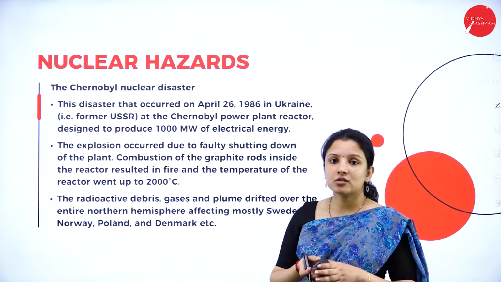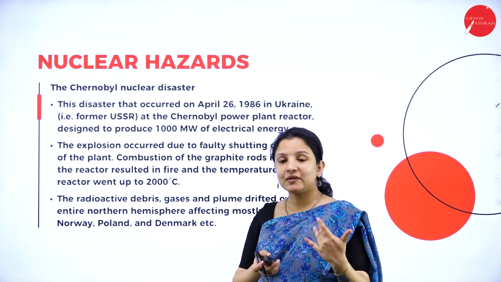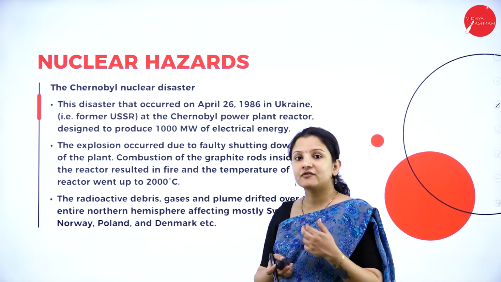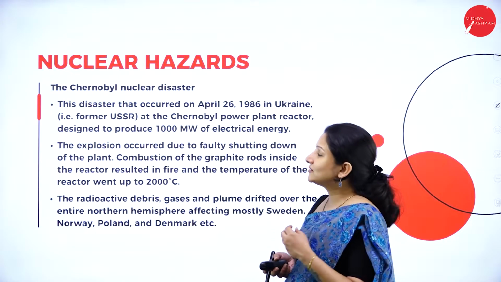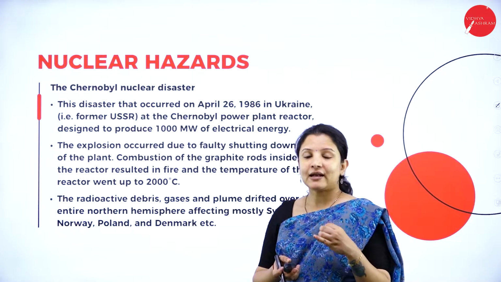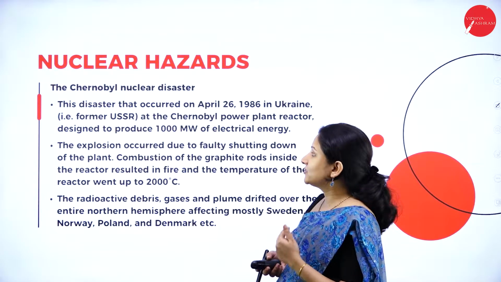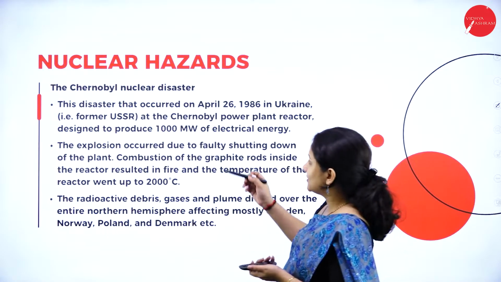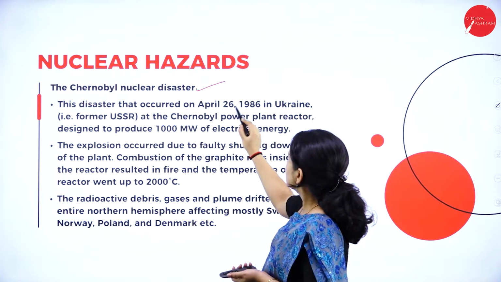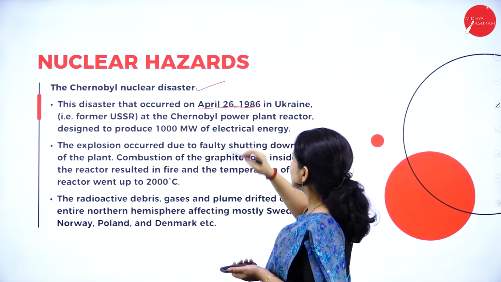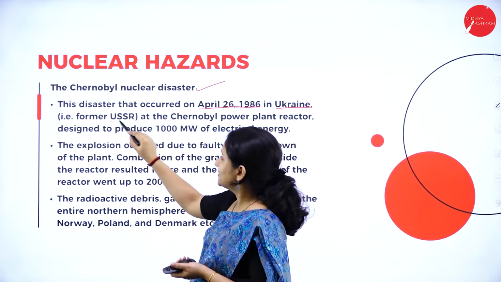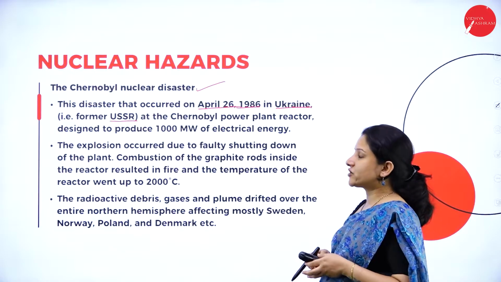Next, talking about the disaster. To explain how devastating nuclear hazards can be, I have taken two examples here. One is the world's worst experience that happened many years ago, which is the Chernobyl nuclear disaster. It took place on April 26, 1986 in Ukraine, which was then called USSR, at the Chernobyl power plant reactor.